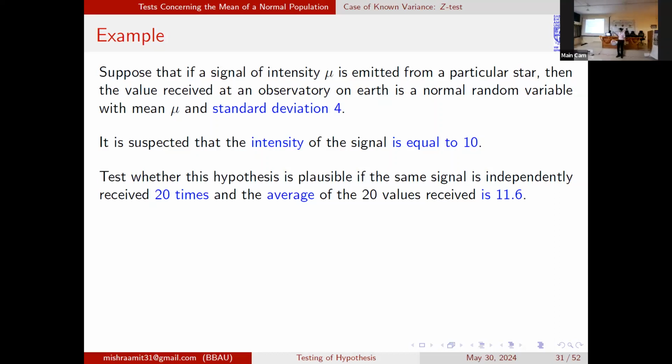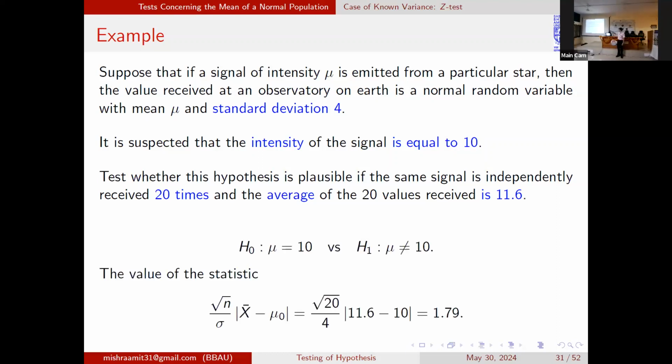How to test? You just take some sample. So they have taken 20 intensity measurements, and the average is 11.6. Now even between 11.6 and 10, there is a mathematical difference. We want to know whether the statistical difference is there or not. You test it, you find the test statistic, it is 1.79.